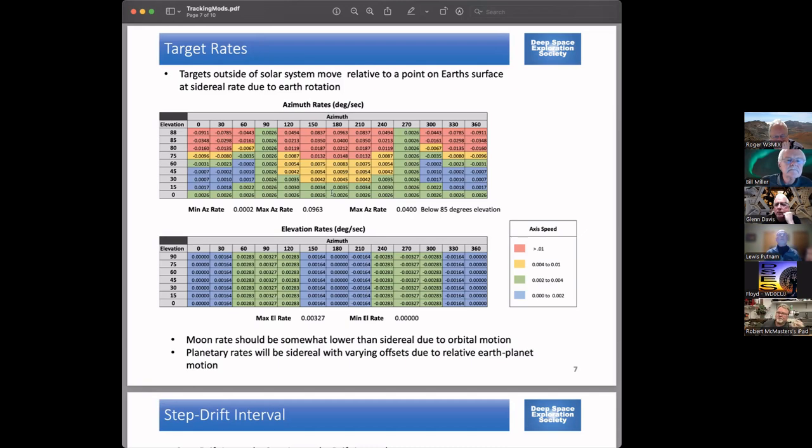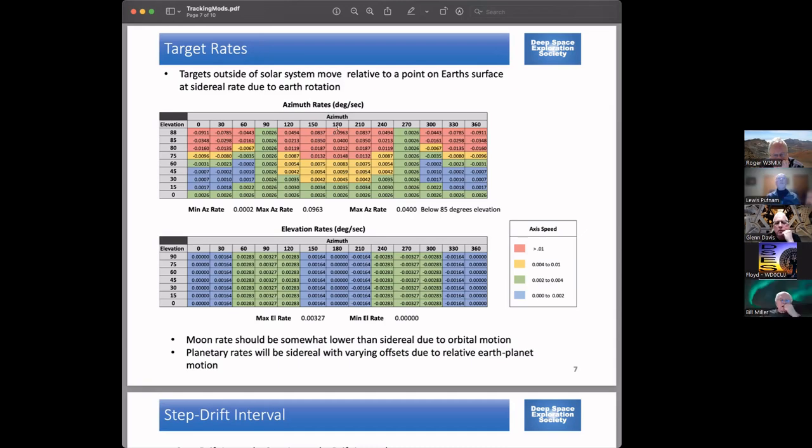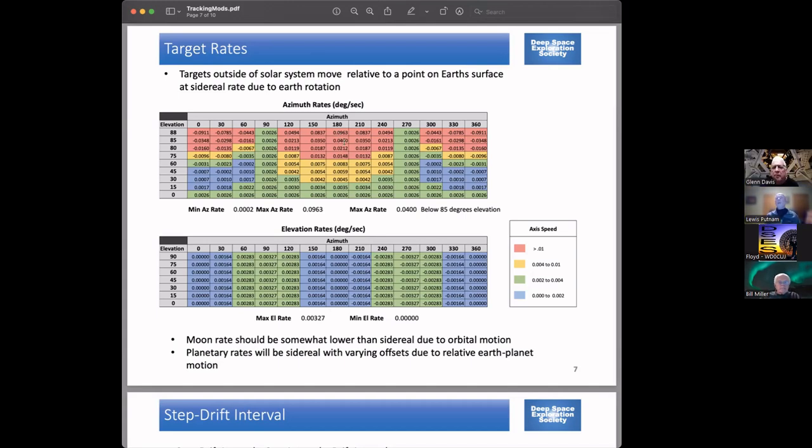For instance, at 180 azimuth and, let me see, say 0 elevation, the azimuth rate would be 0.0026. One of the things you'll notice, particularly on the 180 degree azimuth, is that as you get higher, the rates get higher. In fact, when you get close to 90, at 88, I think the max is 0.09, which is pretty high. And that's the way to read this chart.